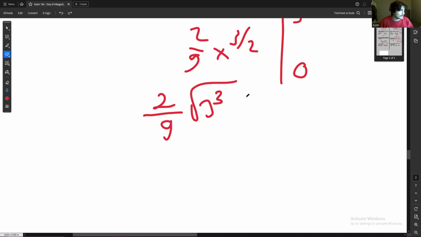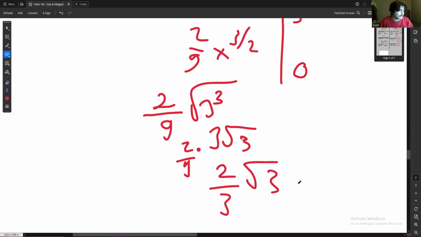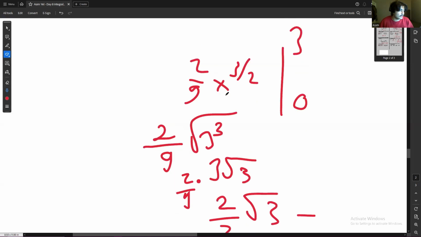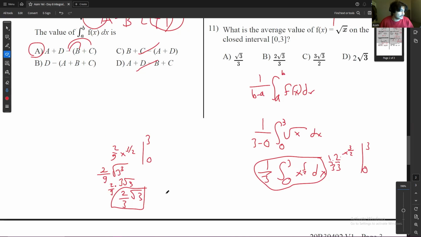Square. And what will this be? The square root of 27 is going to be equal to 3 times radical 3. Also times 2 over 9, which I will get 2 over 3 square root of 3. And minus, if I plug 0 over here, I just get 0. So this will be my integral. Is there anything like this? I see answer choice B.